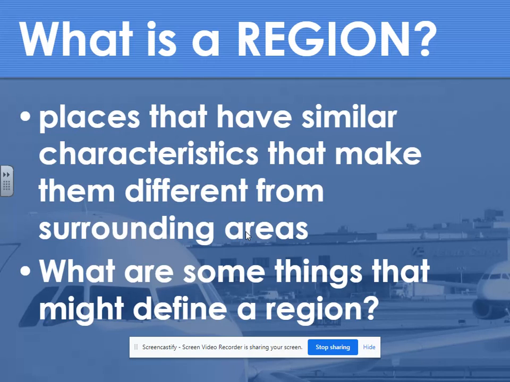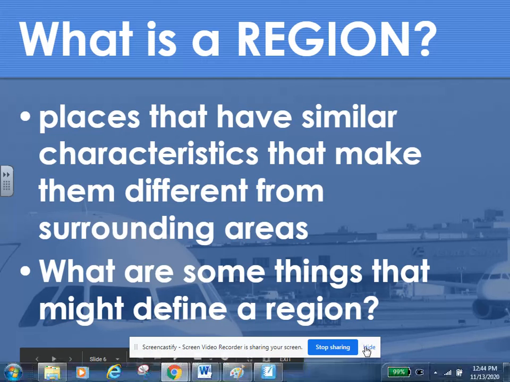A region is a place or places that have similar characteristics that make them different from the surrounding areas. And I want you to think about, as we go through this and as we learn about the regions, what are some things that might define a region? What do they have in common?